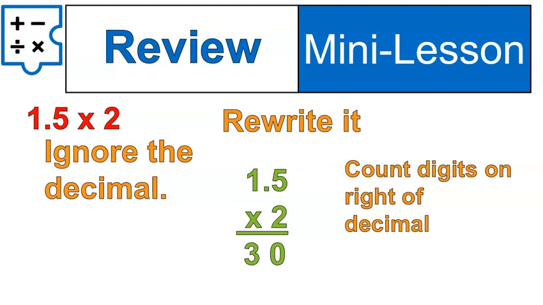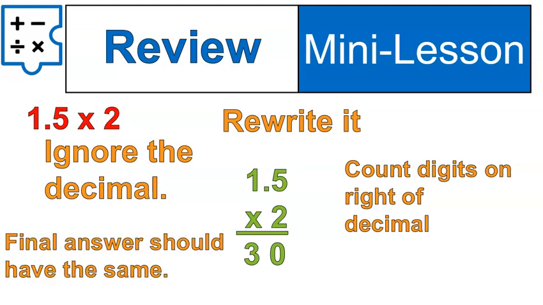Then our final answer, 30, needs to have the same number of digits on the right of the decimal. So we will have to put a decimal right there between the 3 and the 0. Notice our final answer has one digit on the right of the decimal, and in our multiplication question, 1.5 times 2, we have one digit on the right of the decimal, that 5. That will be consistent.